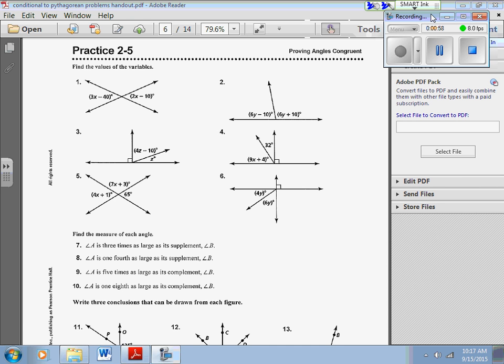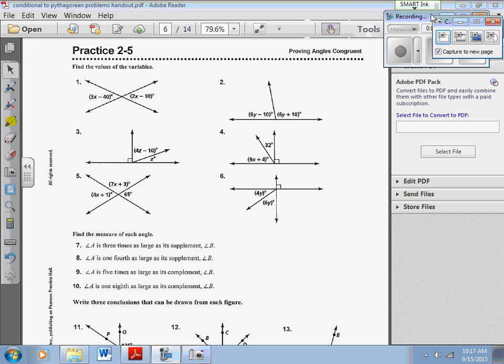Okay. Does anybody see anything on number one there that's important that'll help you? What do you see? Vertical angles. What do you know about vertical angles? No, vertical angles don't equal 180. They are vertical angles. What do you know about vertical angles? They both have the same measurement. So all you have to do was set up those two angles equal to each other and solve it for x.